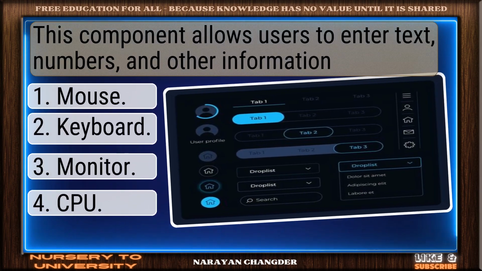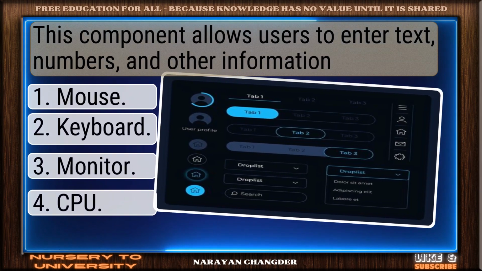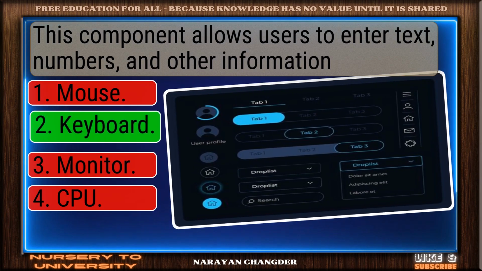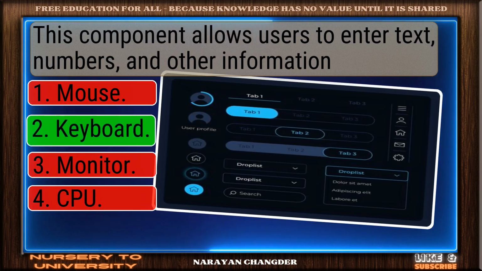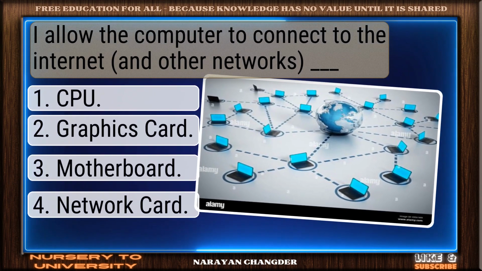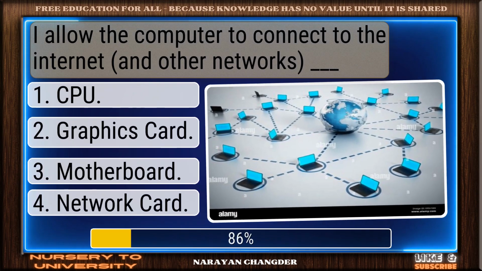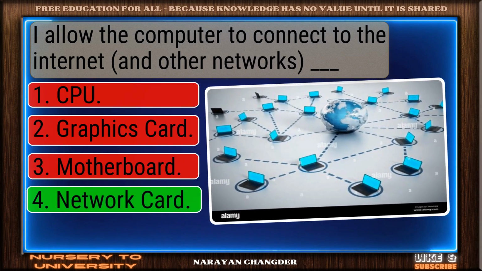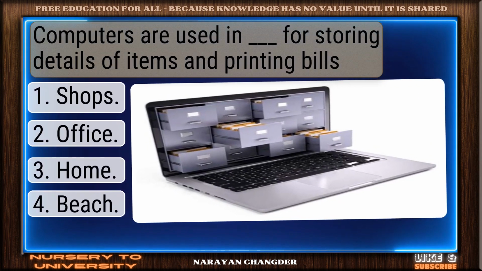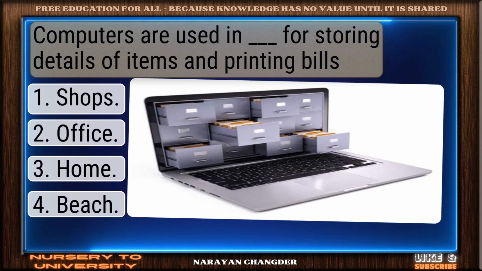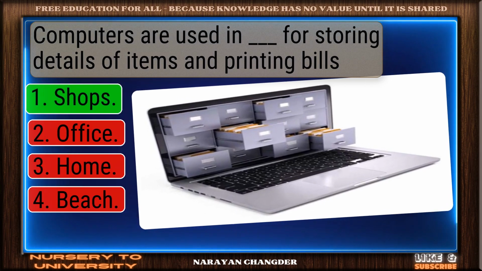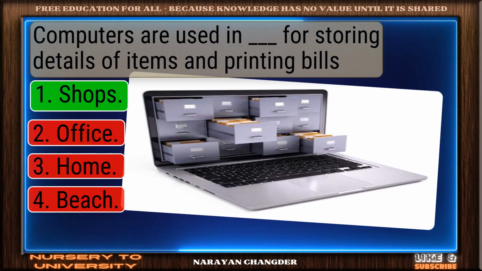This component allows users to enter text, numbers, and other information. Well reasoned. Keyboard is the correct choice. I allow the computer to connect to the internet. Dash. On track. Network card is the correct answer. Computers are used in dash for storing details of items and printing bills. Nicely done. Sharps is a solid answer.